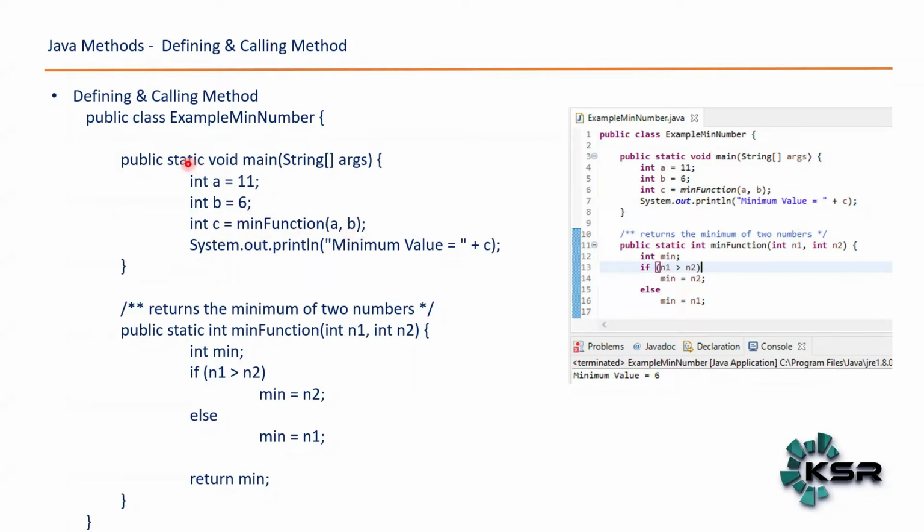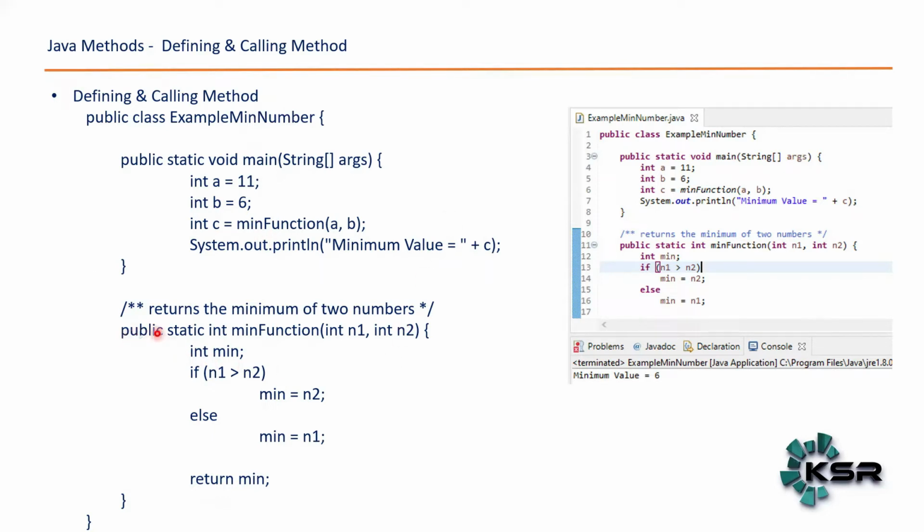As for parameters, we don't have any limit at all, right? We can pass one or any number, or even zero. And then see, you can see this curly brace is closed. Outside that, this method is defined, so it is local to this example min number class. Okay, so that is the reason we are not calling with a particular object.